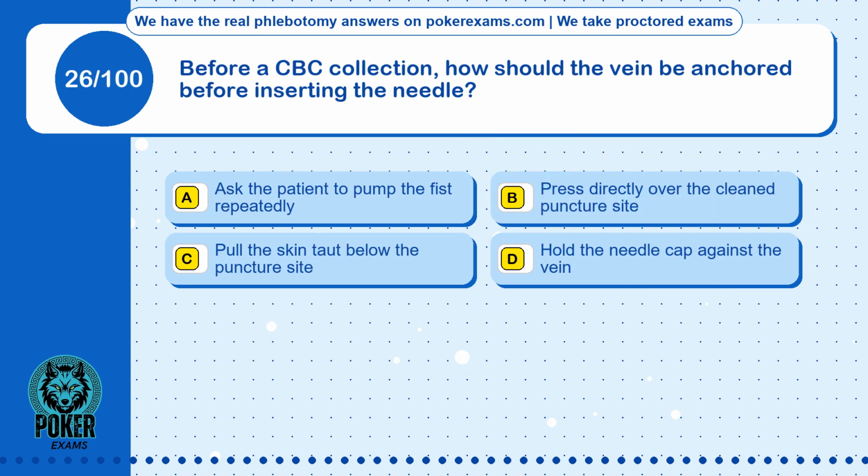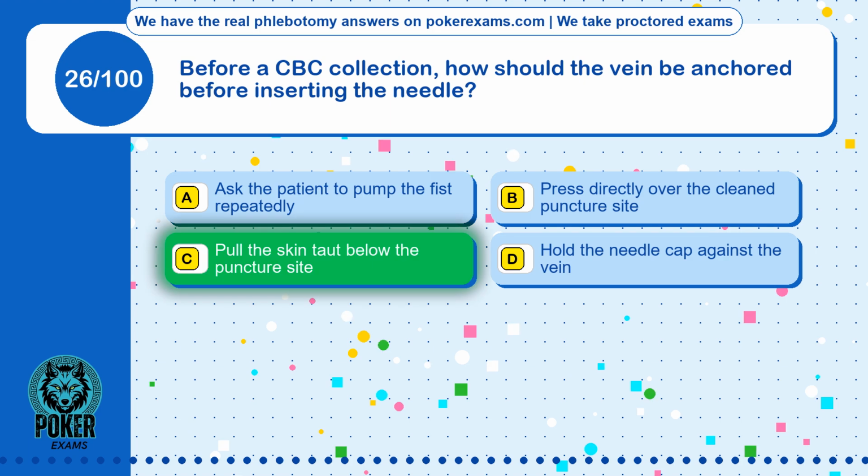Question 26. Before a CBC collection, how should the vein be anchored before inserting the needle? Option A: ask the patient to pump the fist repeatedly. Option B: press directly over the cleaned puncture site. Option C: pull the skin taut below the puncture site. Option D: hold the needle cap against the vein.